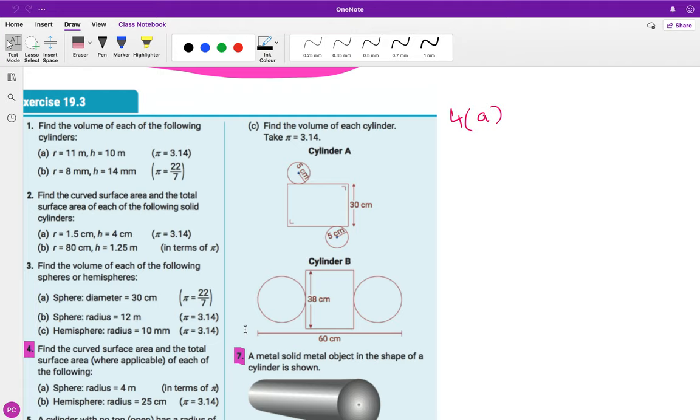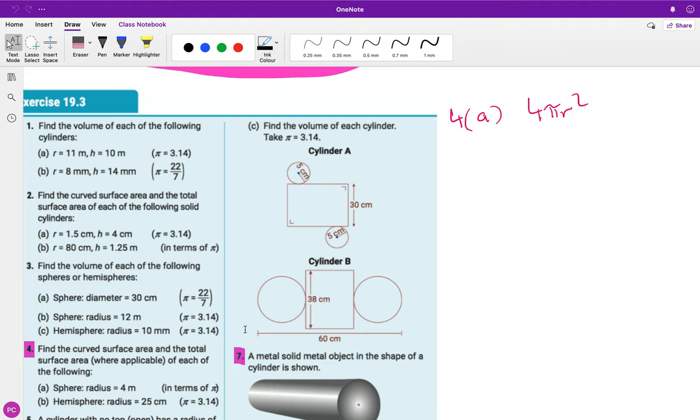Okay, so question 4A, they ask you, the answer is in terms of pi, to find the curved surface area and the total surface area of a sphere and a hemisphere. Well, a sphere only has a curved surface area because the whole thing is curved. So the formula you use to find the curved surface area is 4 pi r squared. That's the formula we're going to use to find the curved surface area.